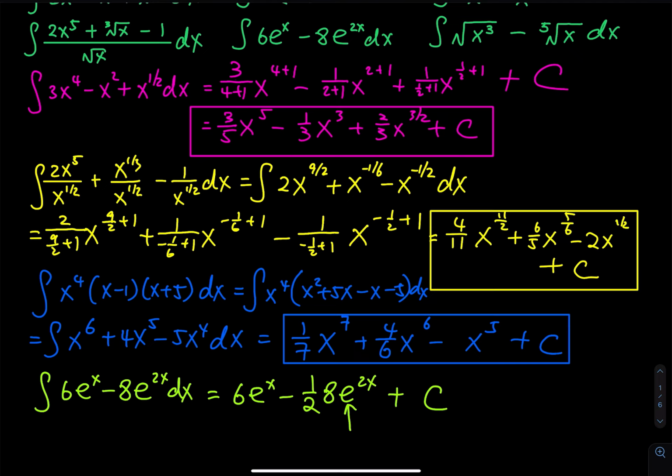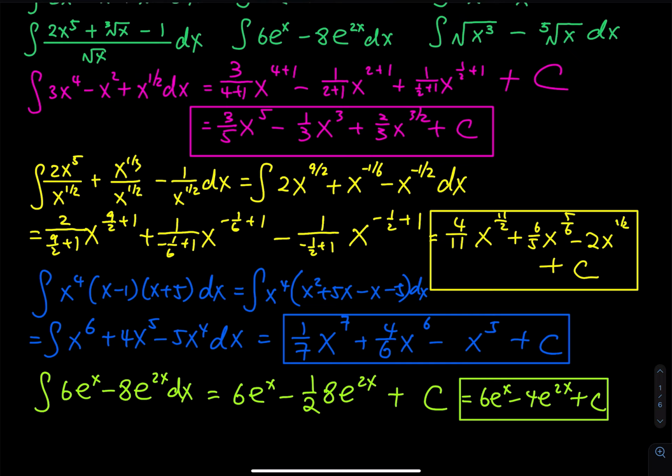All right, so that is what I want you to learn from this problem. And then what do you get at the end? At the end, you have 6e to the x minus 4e to the 2x plus c. So now when you take the derivative of this, you can get back to the integrand. So e to the 2x times 2, so the 2 times 4, you will get your 8.